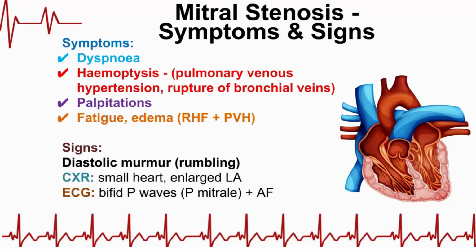Now, hemoptysis, so blood in your sputum. The reason why this happens, this is a bit more end stage, to be honest with you, is that when you have increased pulmonary venous pressure, you can rupture your bronchial veins, and more pressure can occur due to pulmonary hypertension. So if you rupture your bronchial veins and you have blood in your sputum, it's a pretty good sign that there is some sort of end stage, or severe, mitral stenosis going on.